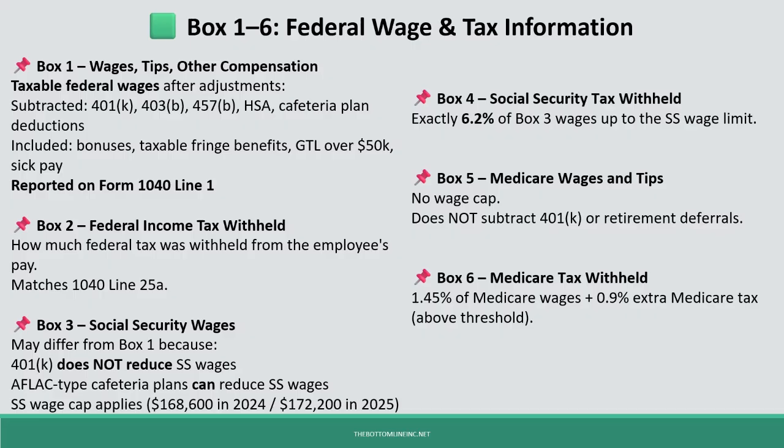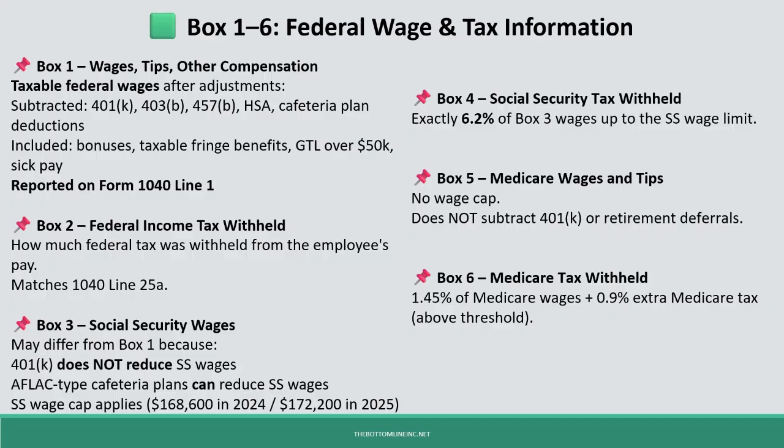So box three, your Social Security wages. Your 401k deferments and IRAs and retirement plans don't reduce Social Security wages, the amount that's taxable for Social Security. But Social Security caps. So if you're making $200,000, you are only taxed on $168,600 in 2024. In 2025, it's $172,200.